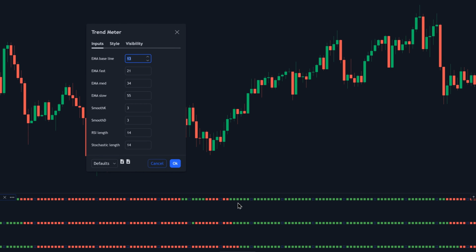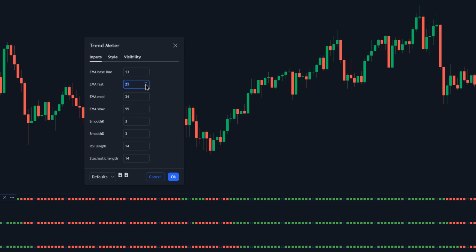Let me explain. If we start with the 21-period EMA, whenever it's above the 13-period EMA, this first row of squares is going to be colored green. As soon as the 13-period EMA goes under the 21-period EMA, then the first row is going to change color to red. And then here, whenever the 34-period EMA is above the 13-period EMA, the second row is going to be colored green. But once it goes under the 13-period EMA, then the row changes color to red.